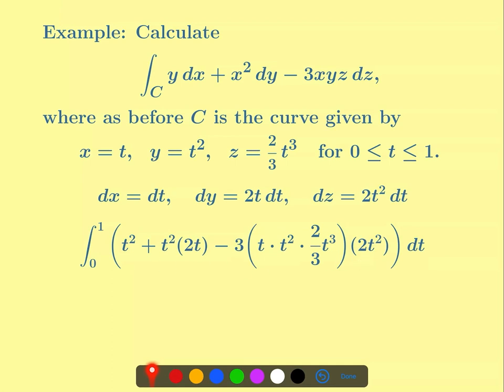I want to simplify that. I have t squared, 2t cubed. We have a 3 times 2/3, that's 2. So we're going to get 4 with a minus sign. t times t squared times t cubed is t to the 6th, times another t squared is t to the 8th. So this will be minus 4t to the 8th. So t squared again, 2t cubed, and a minus 4t to the 8th for this part.